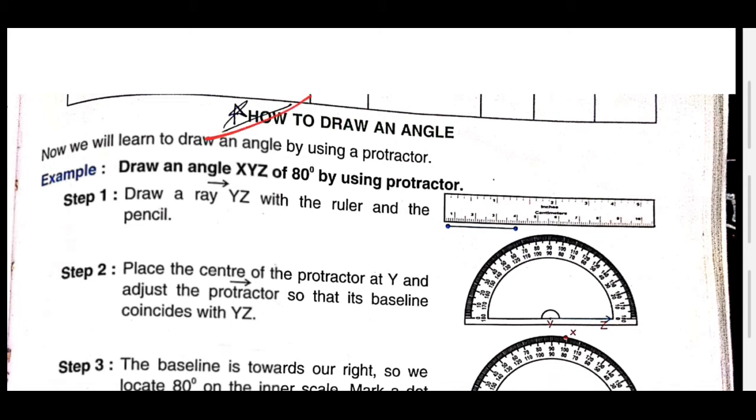Your first topic is how to draw an angle. One example is given here: draw an angle XYZ of 80 degrees by using a protractor. With the help of the protractor you have to draw. This is known as the protractor, this is known as the scale. So you have to draw angle XYZ.